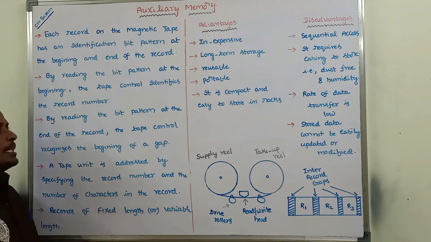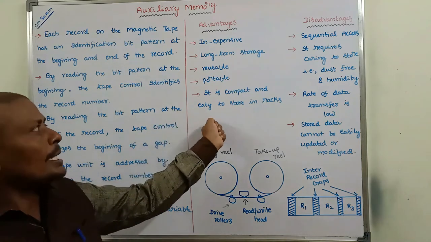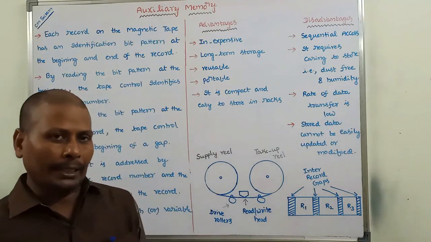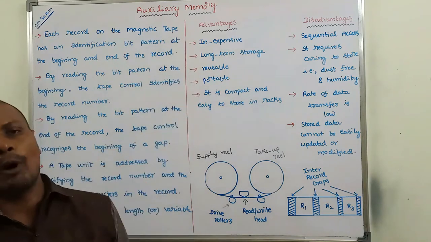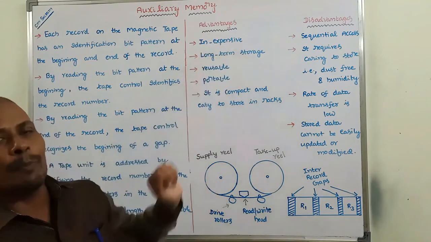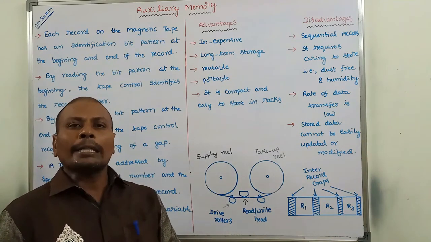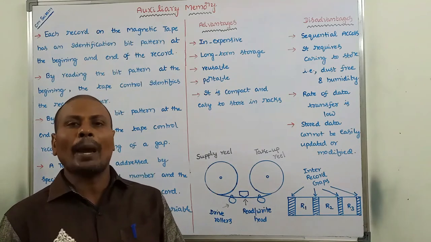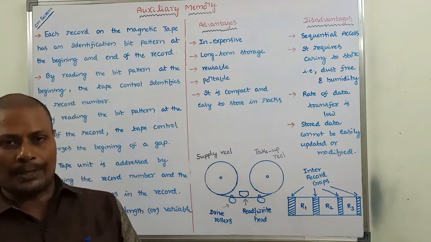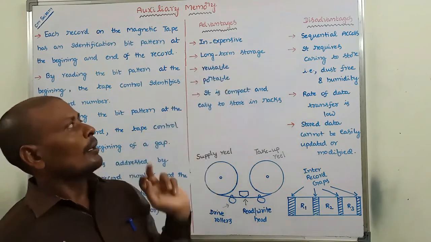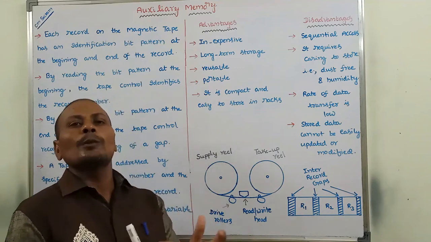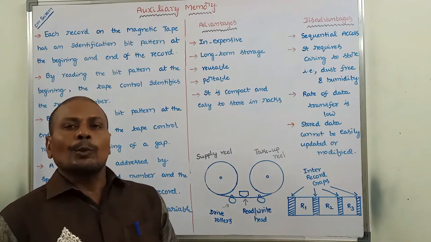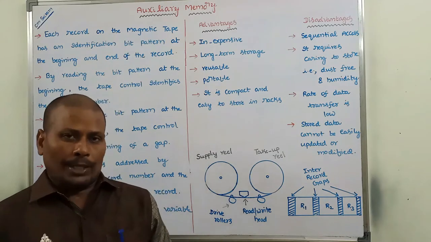Next, what are the advantages of magnetic tape and what are the disadvantages of magnetic tape? First, we can go for the advantages. The first one is inexpensive. The cost of the magnetic tape is inexpensive, and the cost of storing the data in the magnetic tape is also inexpensive. Second point, long-term storage. We can store the data permanently in the magnetic tape, so it provides backup storage.